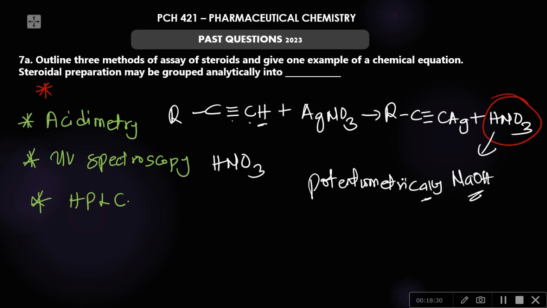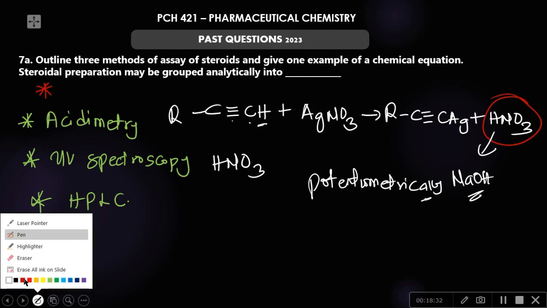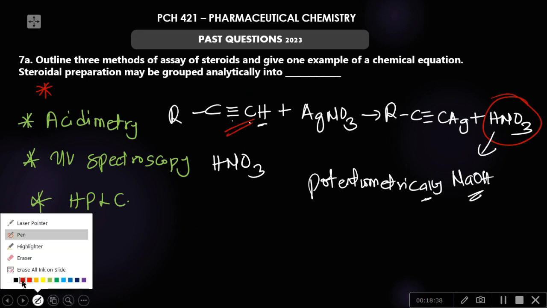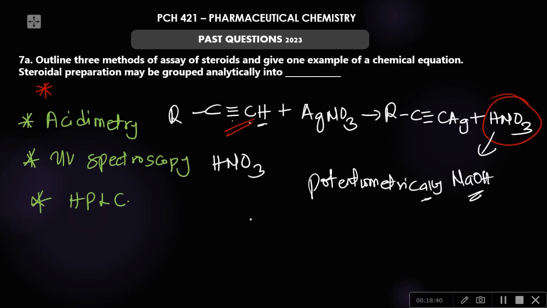Now, examples of compounds that can be assayed using this method. I told you that there are compounds that have what? C triple bond. What are some of the examples of those compounds that we've listed before? Ethisterone, right? Then what other example? Norethisterone.